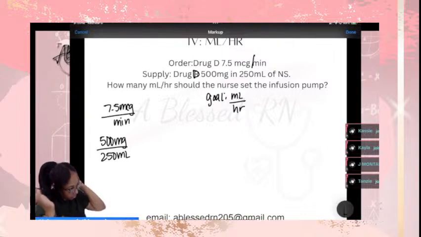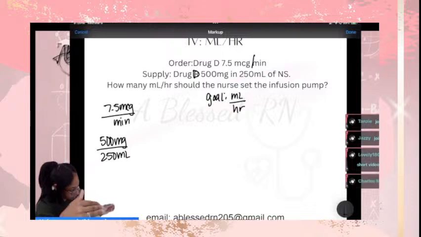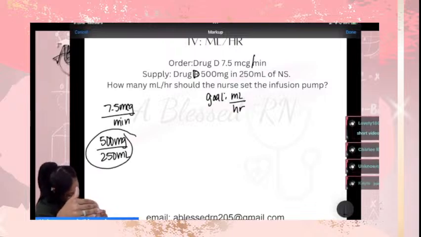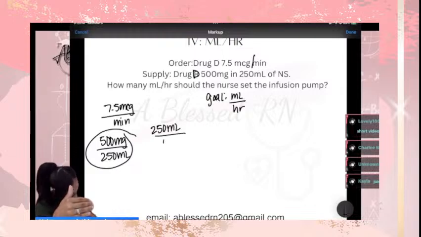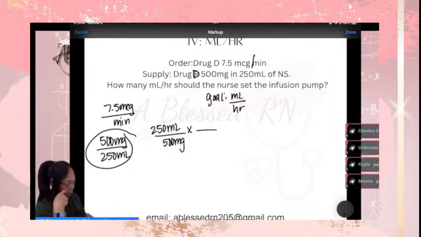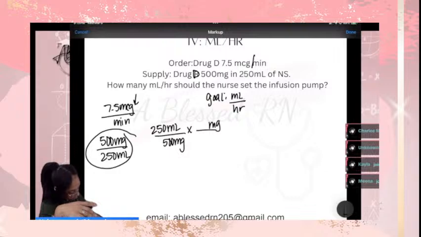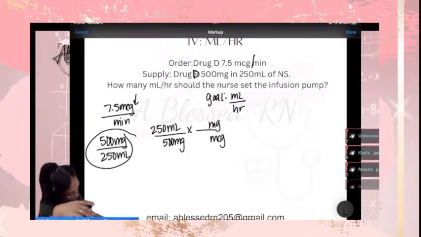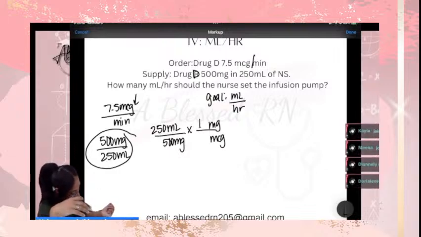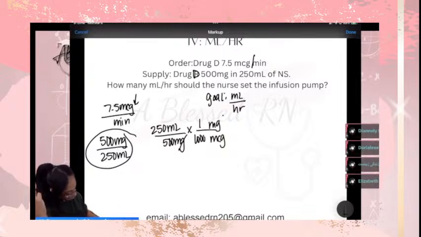If we're looking for milliliters, I'm going to start with my milliliters first, okay? So we can take this right here and flip it: 250 mLs over 500 milligrams. We need milligrams on the top, but we don't have milligrams here, do we? We have micrograms. So we'll do milligram on the top, microgram on the bottom. We know one goes by the biggest unit, which is the milligram. There are 1,000 little microgram crumbs in one big milligram.